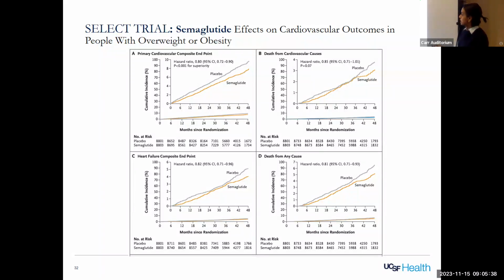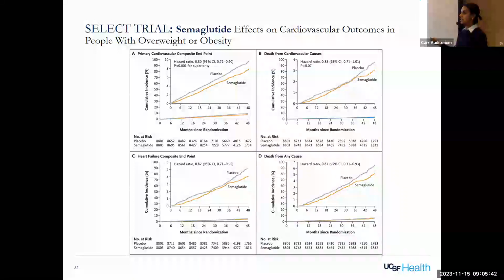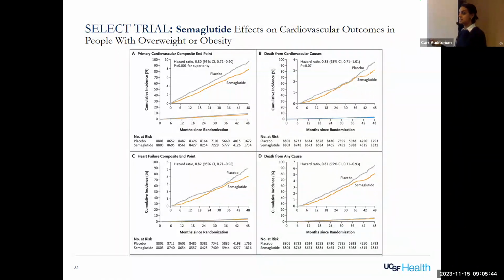We also see reduction in all primary cardiovascular composite endpoints. So not necessarily leading to death, but any CVD-related outcome over 4 years. And again, a hazard ratio of about 0.8. And the actual numbers were for the placebo group, it was around 8.5% compared to 6% in the semaglutide group, which actually quite closely mirrors what we see in the actual community.